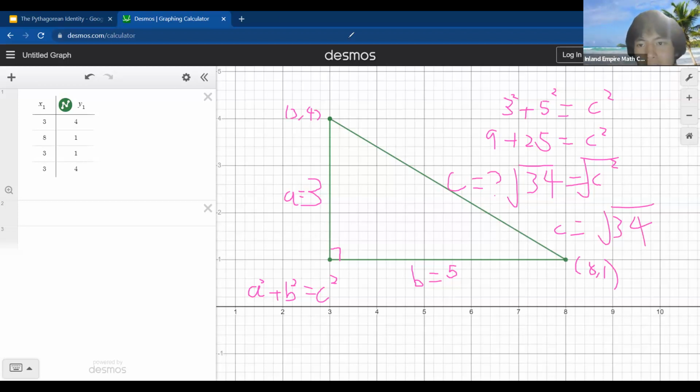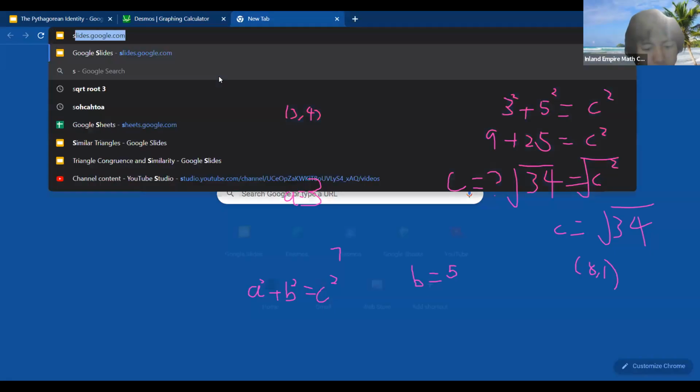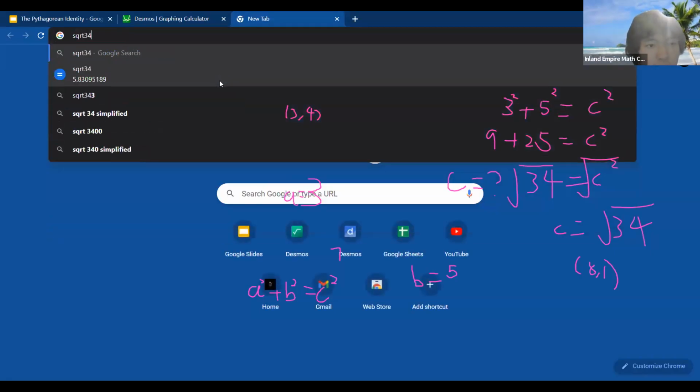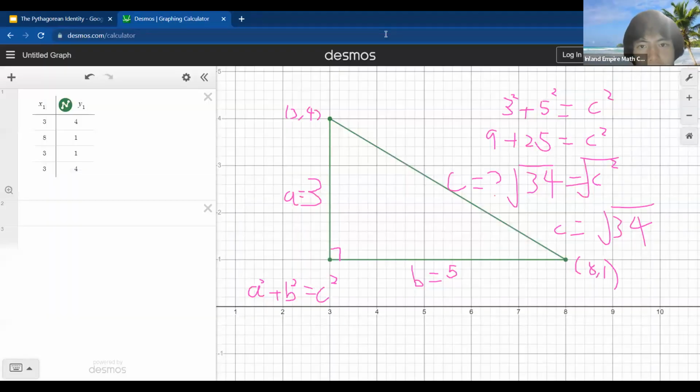But if you use a calculator, you can see that the square root of 34 is 5.83. So in conclusion, the distance between the 2 points that Joyce selected is roughly 5.8, or root 34 to be exact. Does that make sense? So Jasper, you were really close. You just have to take a square root. Good?